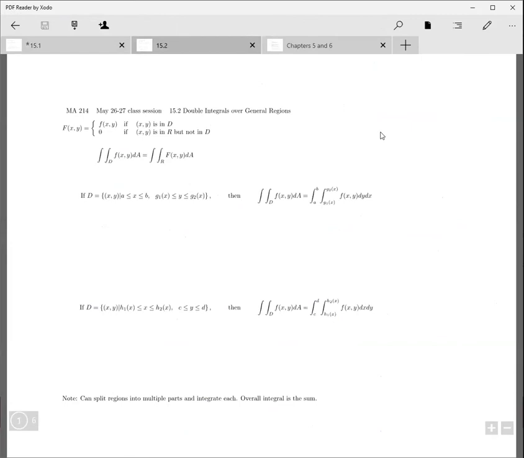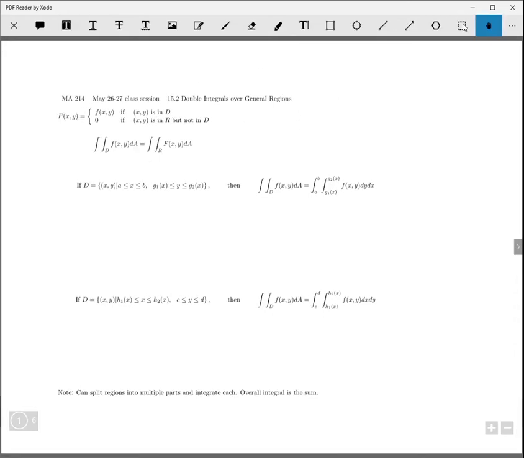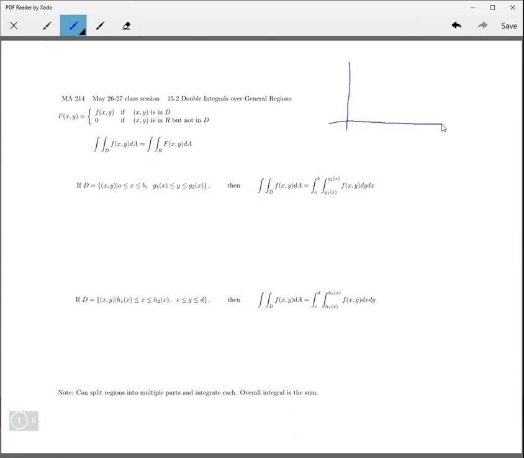Functions that are integrating over non-rectangular regions, over general regions. So, double integrals over general regions. Initially, what we do in the theory is we make it into integrating over a rectangular region. So let's say, for example, that this is the X and the Y axis, and let's say that you have this weird shaped region like this.